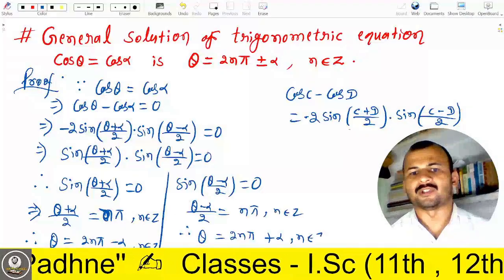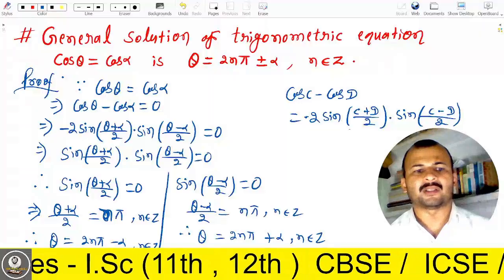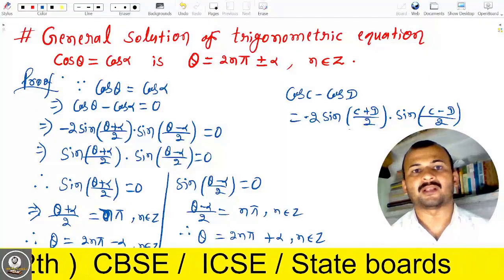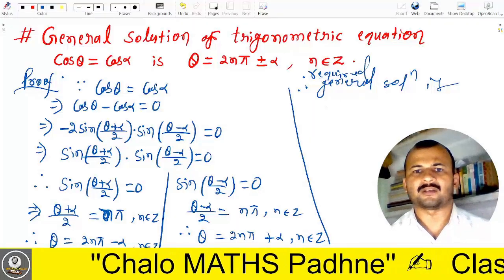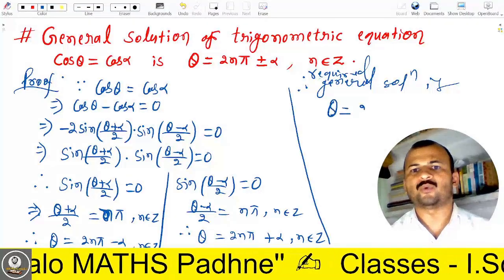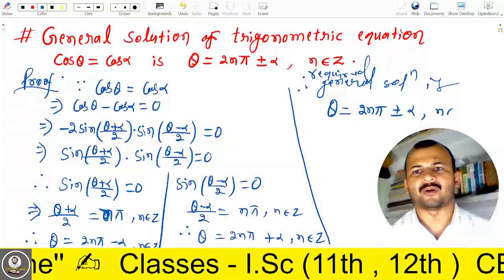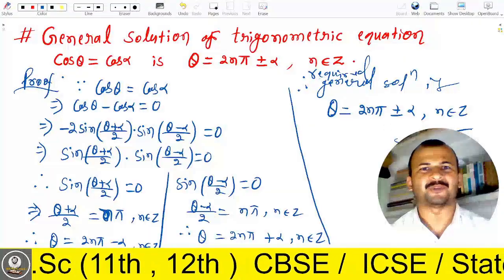Now here we have two results: theta equals 2n pi minus alpha and theta equals 2n pi plus alpha. The general solution is theta equals 2n pi plus or minus alpha, where n belongs to Z. This is the required general solution. I hope you all have understood it.